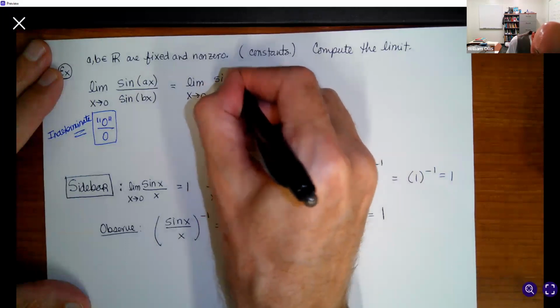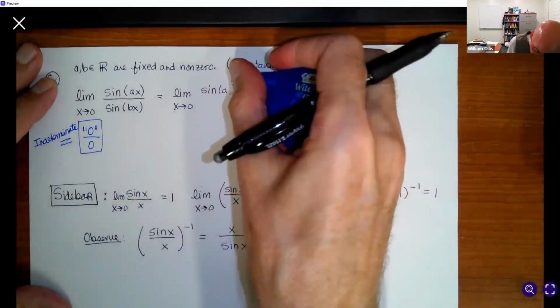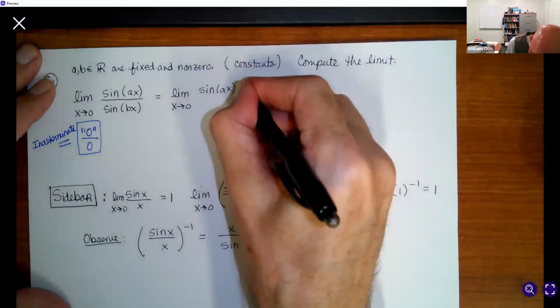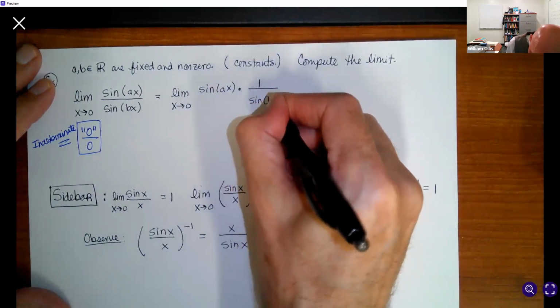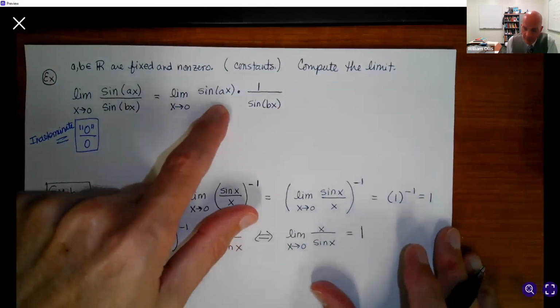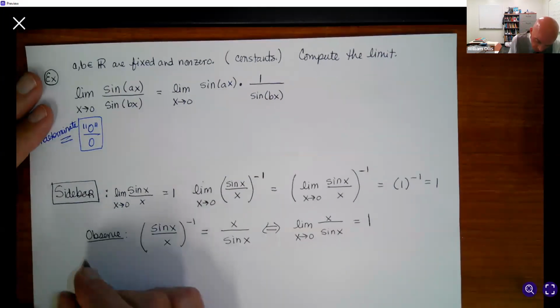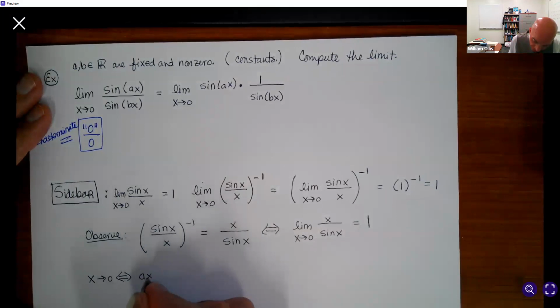We're going to say sine of AX. Well, I left out the X. Let me stick that in. Sine of AX times 1 over sine of BX. And now you're thinking, well, we need AX downstairs because, of course, if X approaches 0, AX approaches 0. So we'll just say X approaches 0 if and only if AX approaches 0, and X approaches 0 if and only if BX approaches 0.